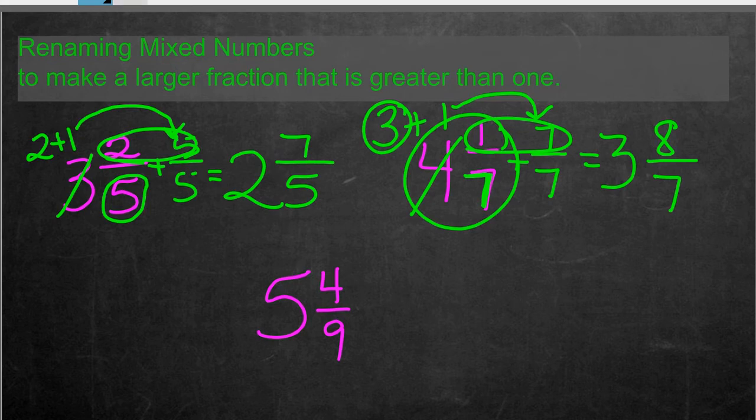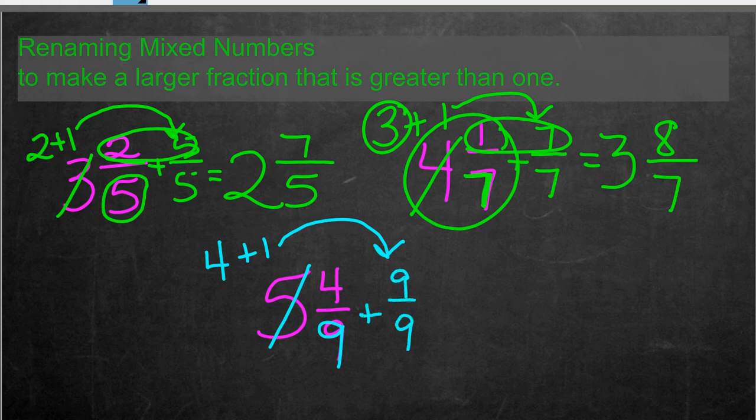So we're going to be borrowing from the 5. It becomes a 4 plus a 1. Now the 1 we're going to bring over here in the form of a fraction. And this time, since my denominator is 9, I will be adding 9/9 because that is equal to 1.